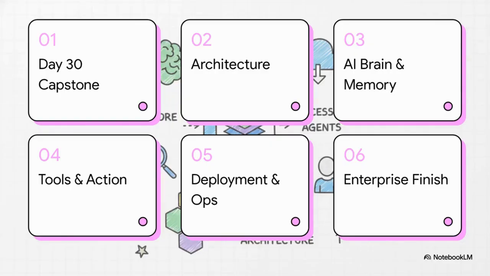So our architectural blueprint breaks down into 6 logical phases of construction. First, Day 30, the capstone. Then, foundation and architecture, followed by the AI brain and memory. After that, tools and real-world action, deployment and operations, and finally, we'll wrap up with the enterprise finish.